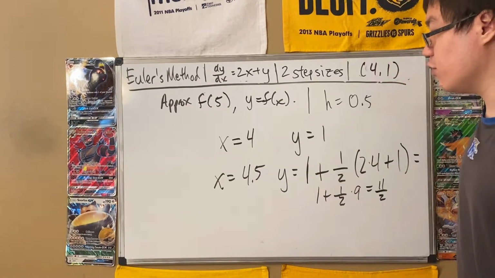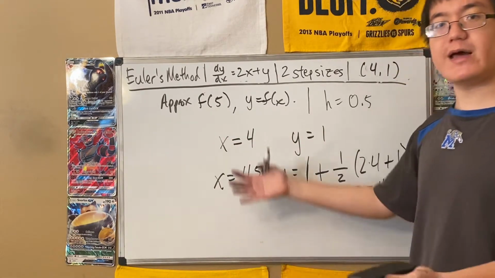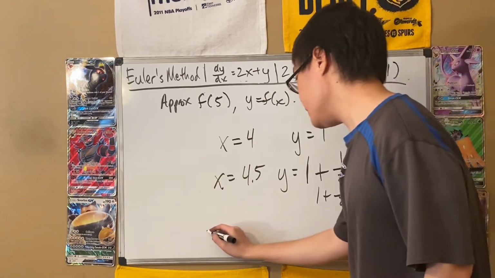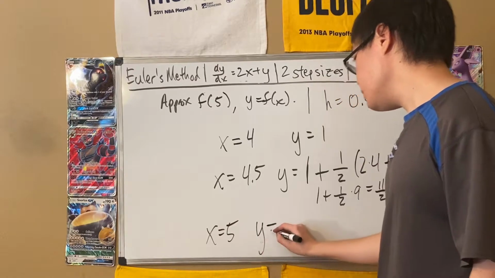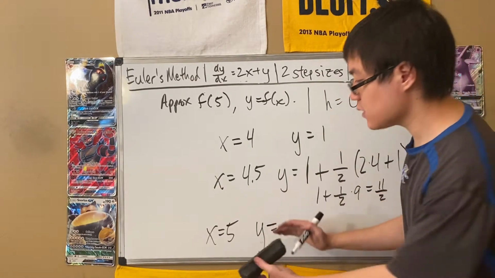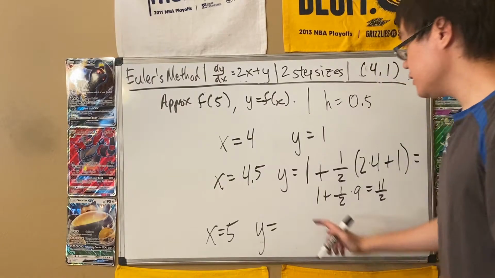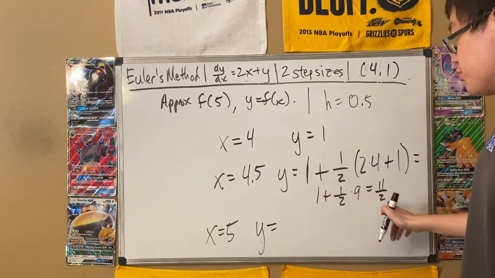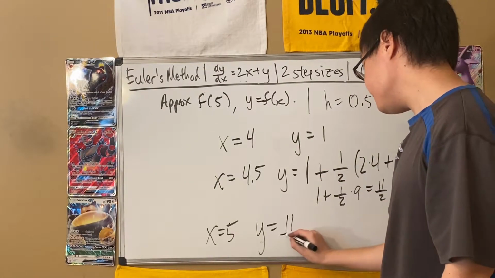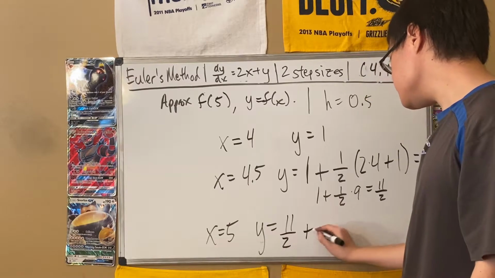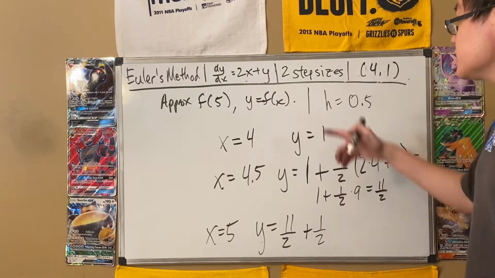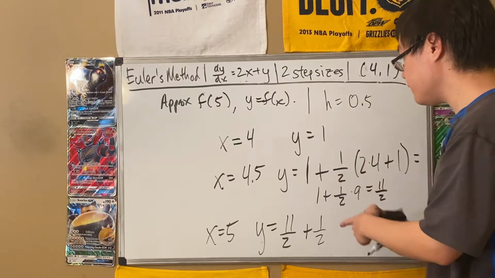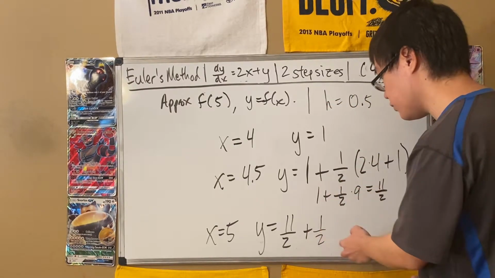But again, this is only the first line of Euler's method. We're going to have to do this method again. So it's going to be x is equal to 5. But the new previous x and the previous y is always the line immediately above it. So the formula again is previous y, so it's 11 halves, plus the step size. That's why this doesn't change from the previous line, because the step size is always the same, 0.5. So it's always plus 1/2 plus 1/2.